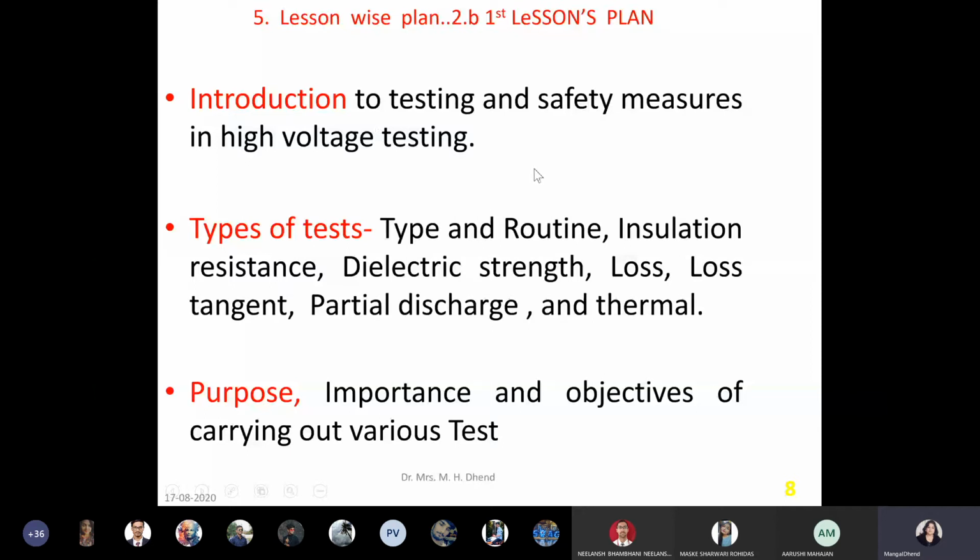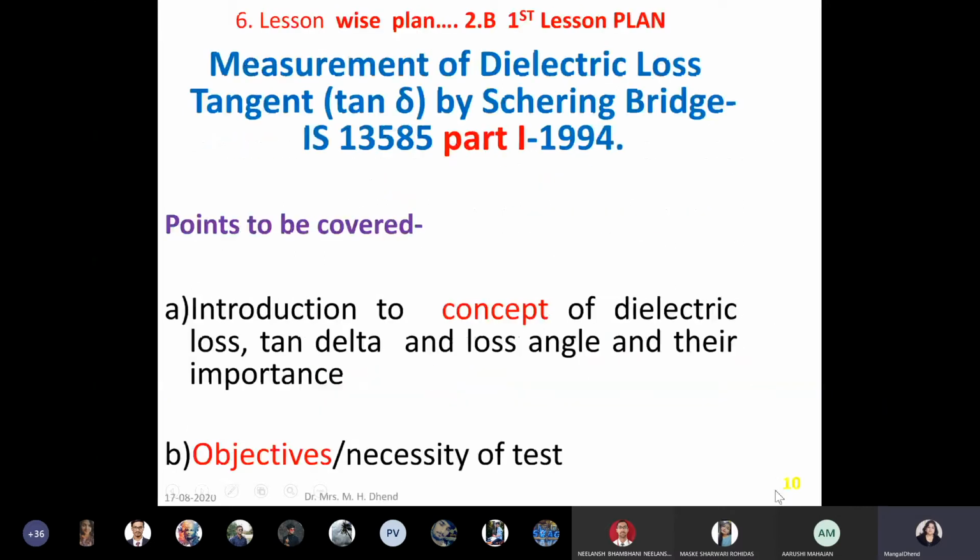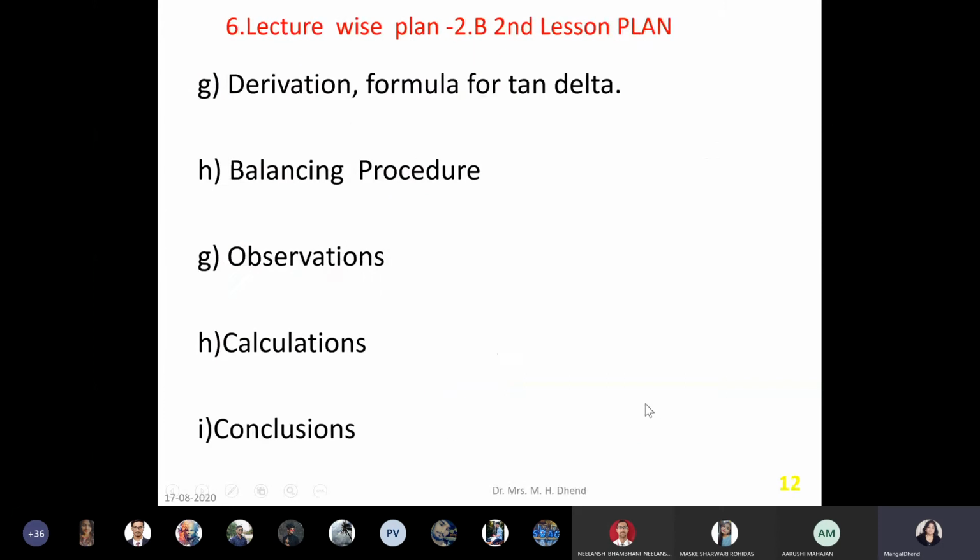And then I have made a lesson-wise plan. In the lesson-wise plan, first introduction and then I will tell you a brief on testing. Okay, and then I will go on. So I will tell you in the next lecture.